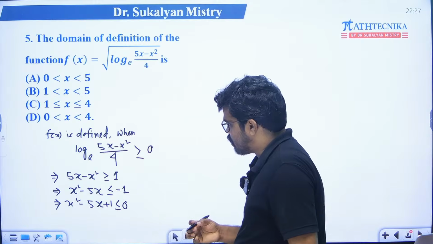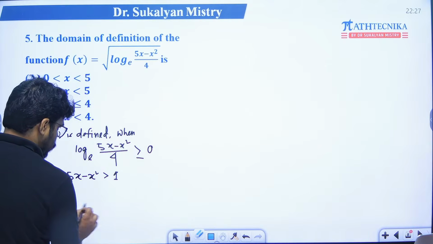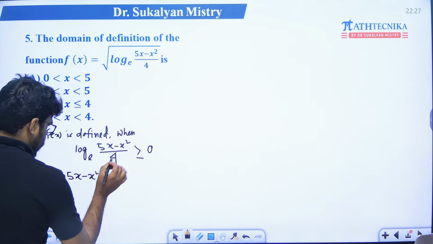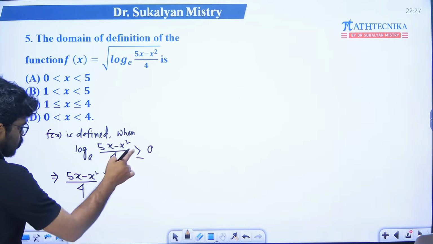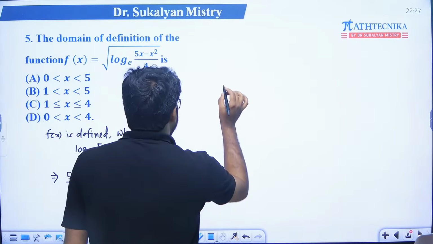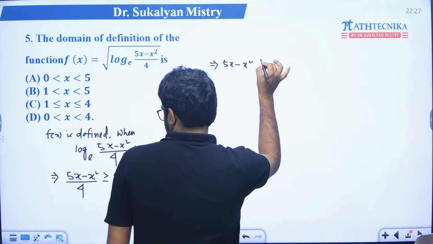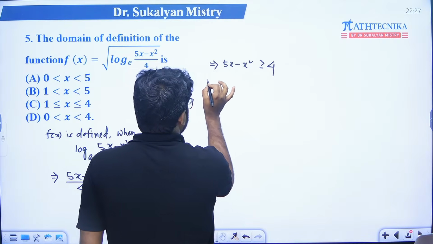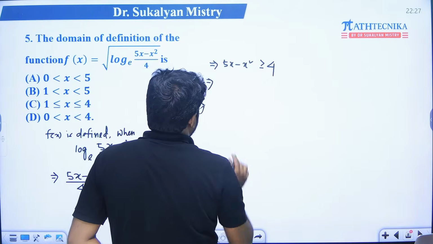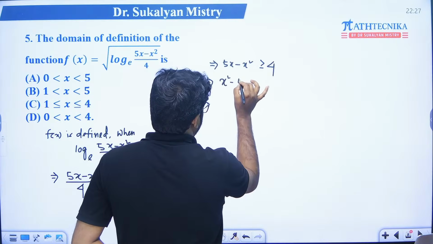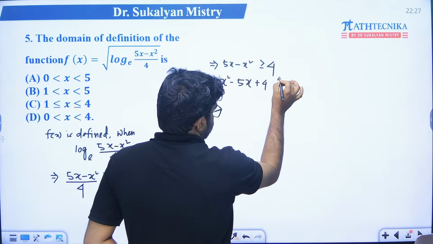Sorry, it should be divided by 4, please notice this. fx, 5x minus x square divided by 4, is greater than or equal to e to the power 0, and e to the power 0 is 1. So this implies that fx minus x square is greater than or equal to 4, right? Now multiply by the minus sign: x square minus 5x plus 4 is less than or equal to 0.